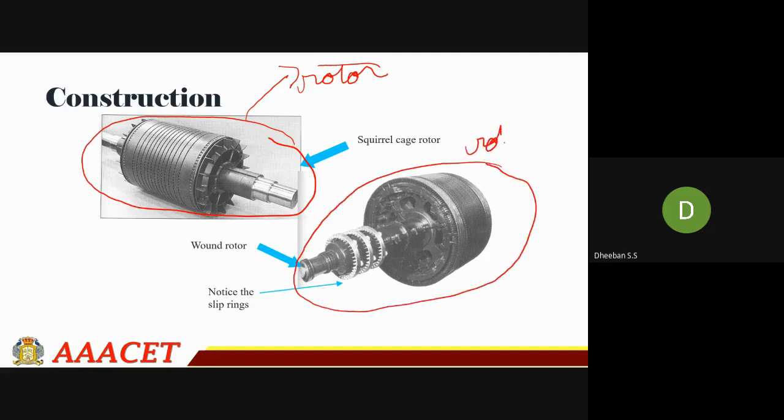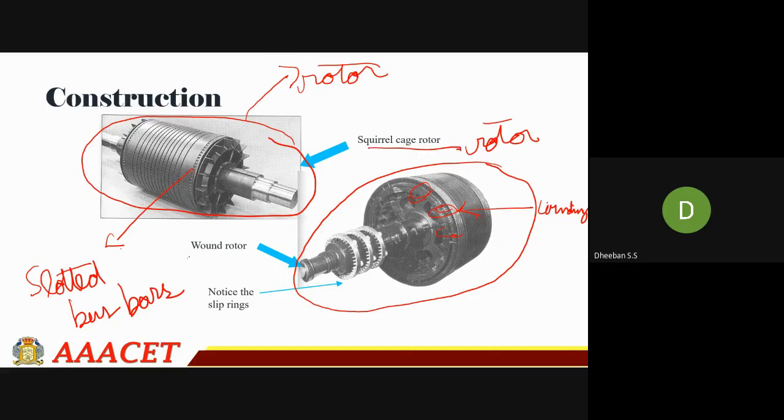So here there are some holes, right? Within these holes there will be windings. Whereas here you can see it has some slotted bars, which we call bus bars. But here, what you are seeing is windings. So that is the main difference between your squirrel cage rotor and your wound rotor.